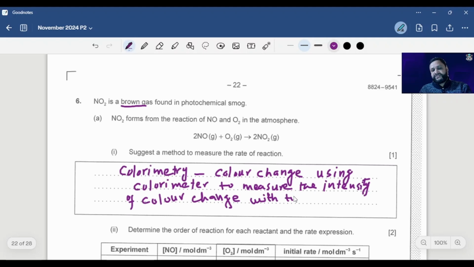Color change with time. We don't need to write that much. Just saying colorimetry, color change, measure color change using colorimeter. That will give us 1 mark. Let's move to the next part of the question.